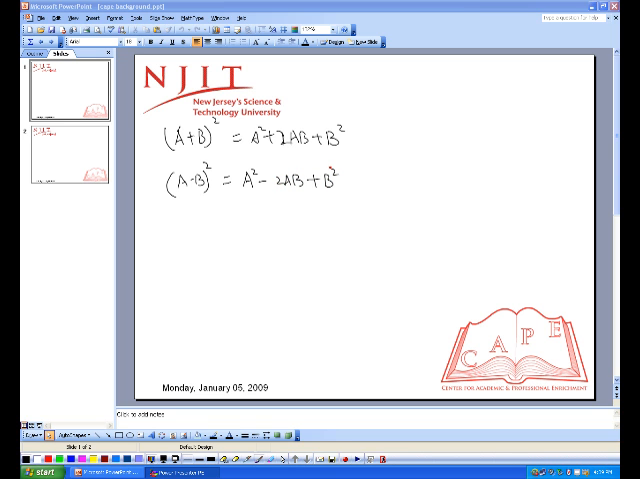So factoring a perfect square polynomial is simply utilizing this formula and finding a simple way to factor a particular type of polynomial. Okay, now let's look at examples.